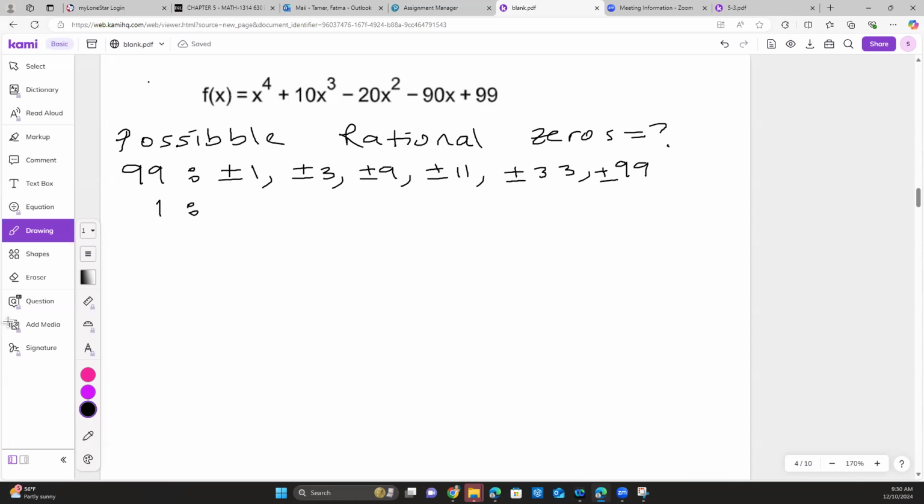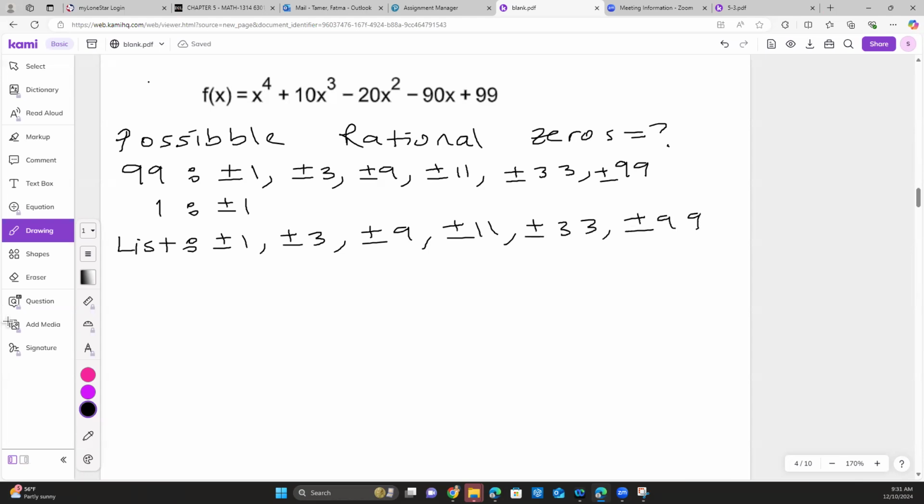And the leading coefficient is 1 because we have 1 times x to the fourth, which gives me just plus and minus 1. Now I'm ready to create the list. All these numbers will be divided by 1, which means we will just get the same numbers on the very first line. These are all the possible rational zeros we can have for this question. These are the only possibilities, and nothing else will work.